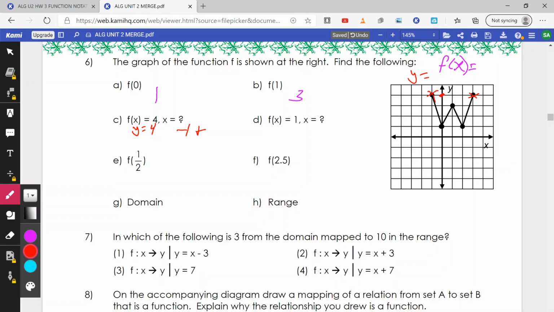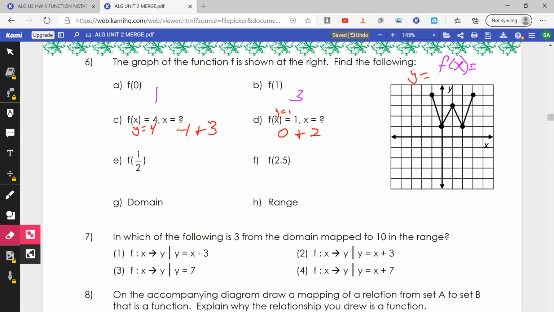So I get -1 and 3 as answers for when f of x equals 4. Letter D, I am told f of x equals 1. What is x? So just like before, this is really y equals 1. So I go up to where y is 1, which is this point right here. I don't have to go anywhere. I hit that point right there, but I also go to the right and hit a second spot. So x, I don't move left or right at all, so I get 0. And then I go to the right 2 spots, so 0 and 2 are the x values for when f of x equals 1.